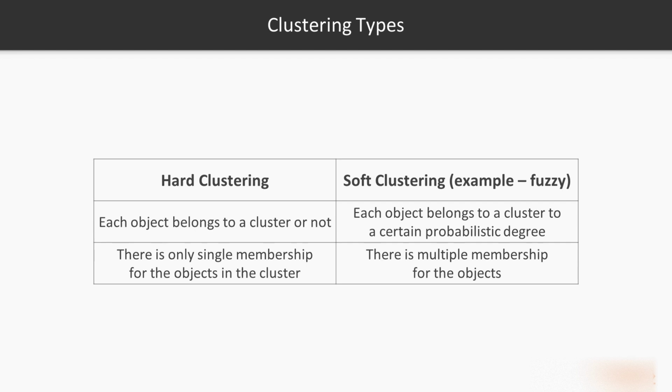However, in soft clustering, each object belongs to a cluster to a certain probabilistic degree. In this case, there are multiple memberships of the objects such that an object might belong to several clusters with different probabilities. Here we are going to explain more about different types of clusters.